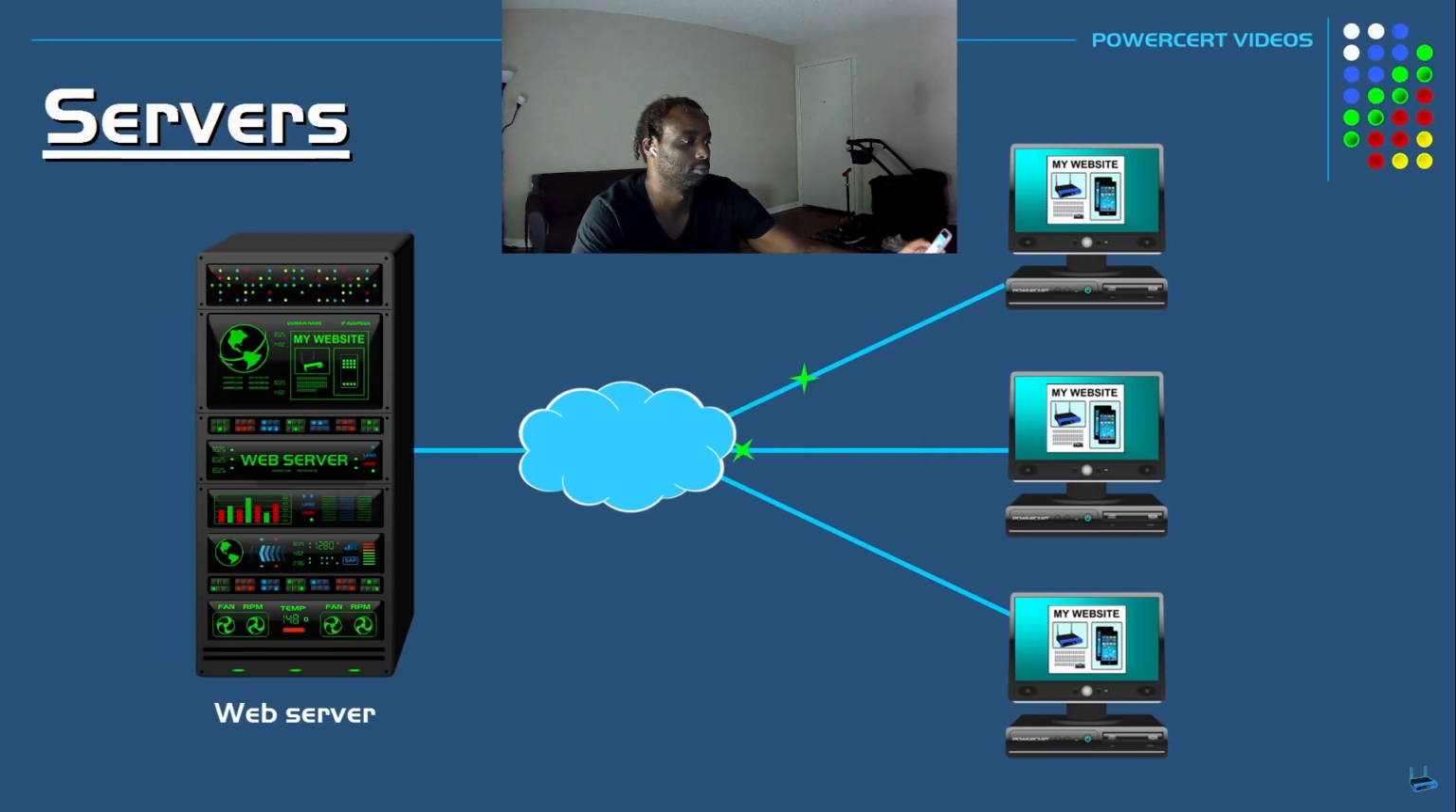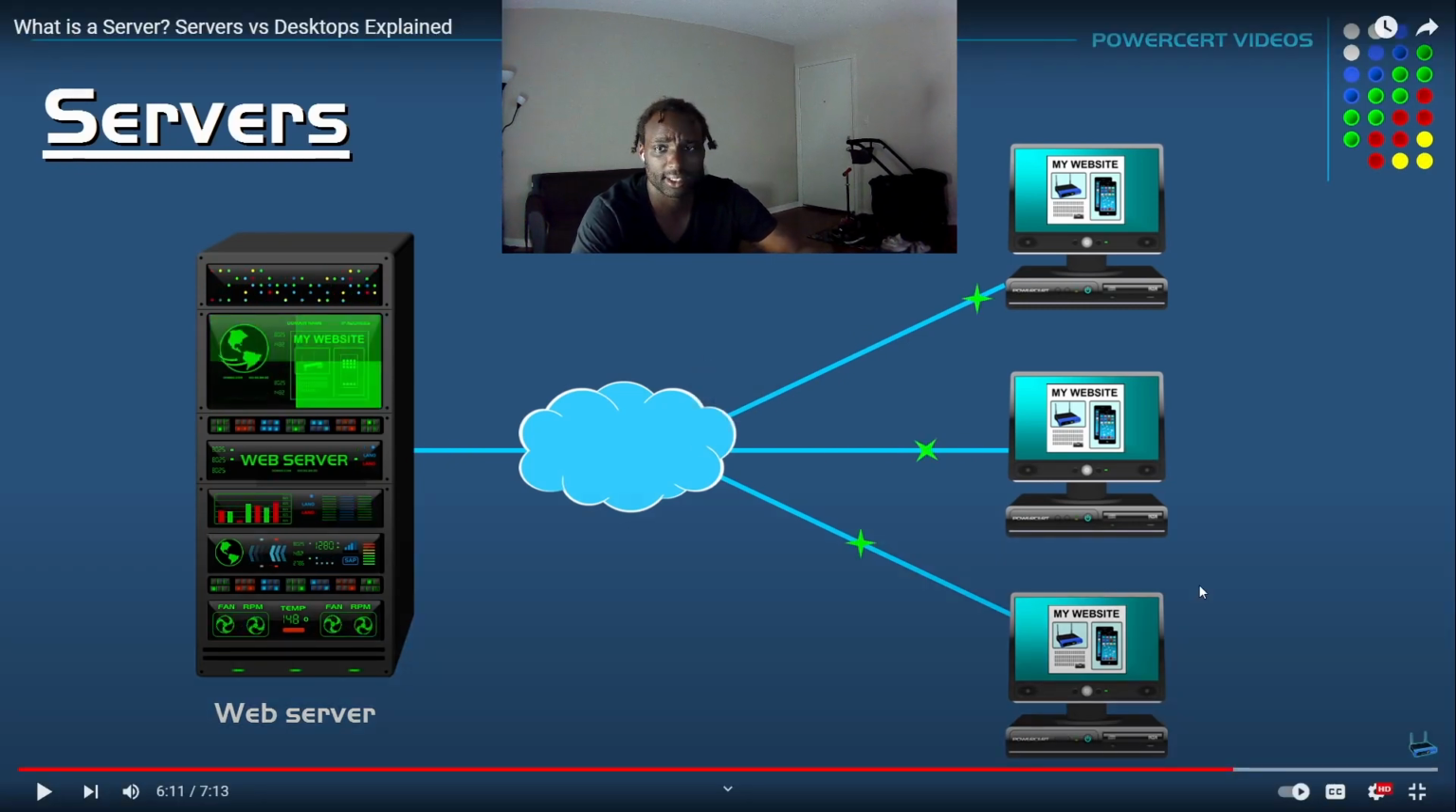The web server will contain all of the website's data, including the HTML code and graphics. I think they just said host.